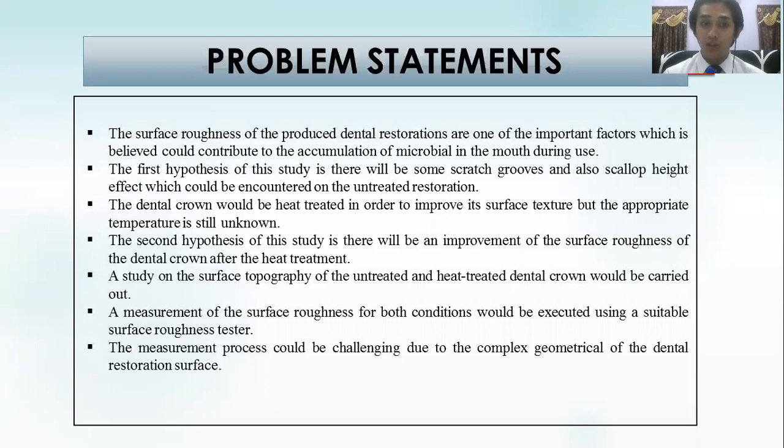Subsequently, the dental crown would be heat treated in order to improve its surface texture, but the appropriate temperature is still unknown due to the lacking of literature. The second hypothesis of the study is there will be an improvement of the surface roughness of the dental crown after the heat treatment. Therefore, a study on the surface topography of the untreated and heat-treated dental crown restorations would be carried out using the SEM machines. Before we analyze the surface topography, a measurement of the surface roughness for both conditions would be executed using a suitable surface roughness tester.